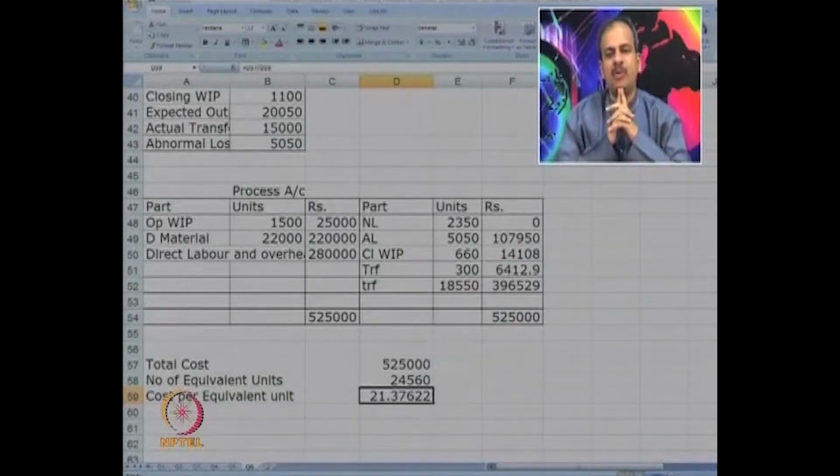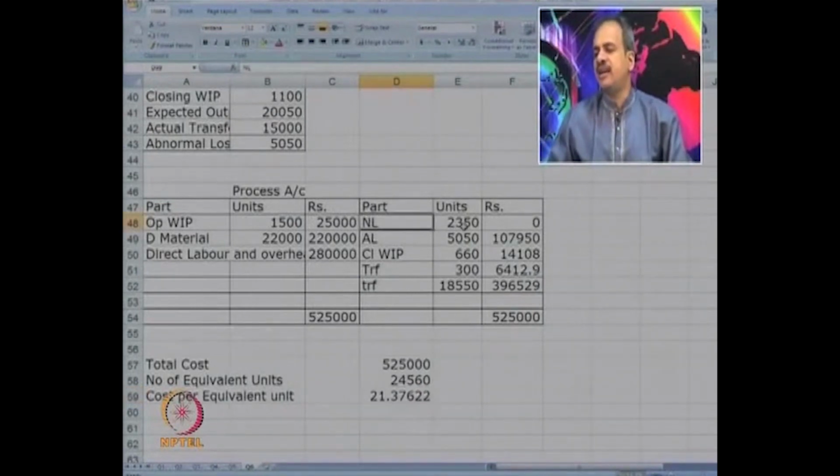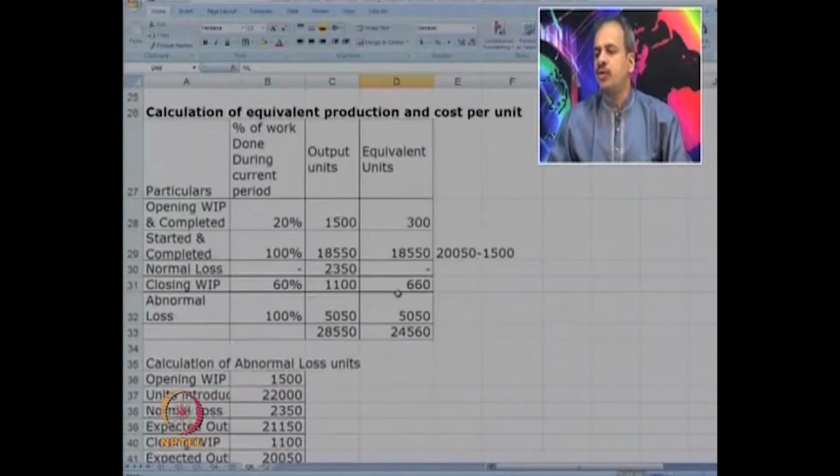5,25,500 divided by the number of equivalent units, we get 21.37. Everyone is getting it? Now let us go to the credit side. On the credit side, the first item we have taken is normal loss. We will go to the chart.